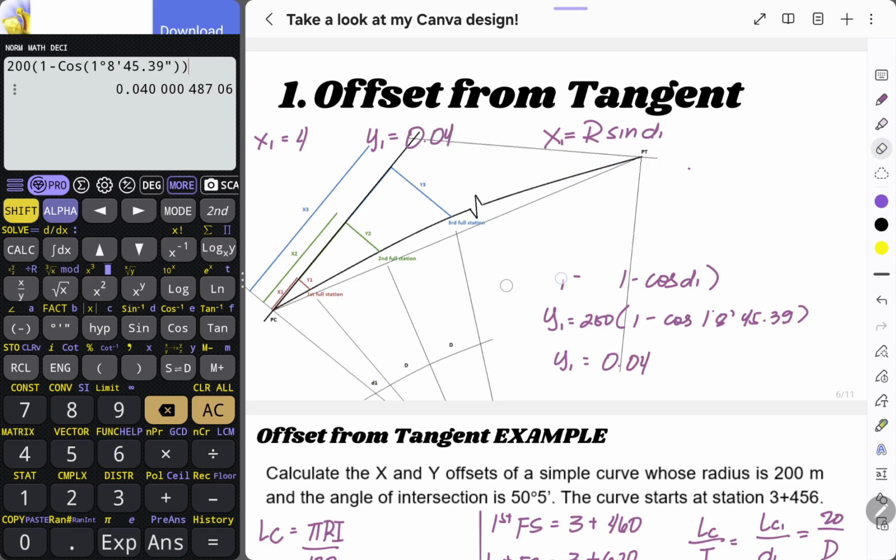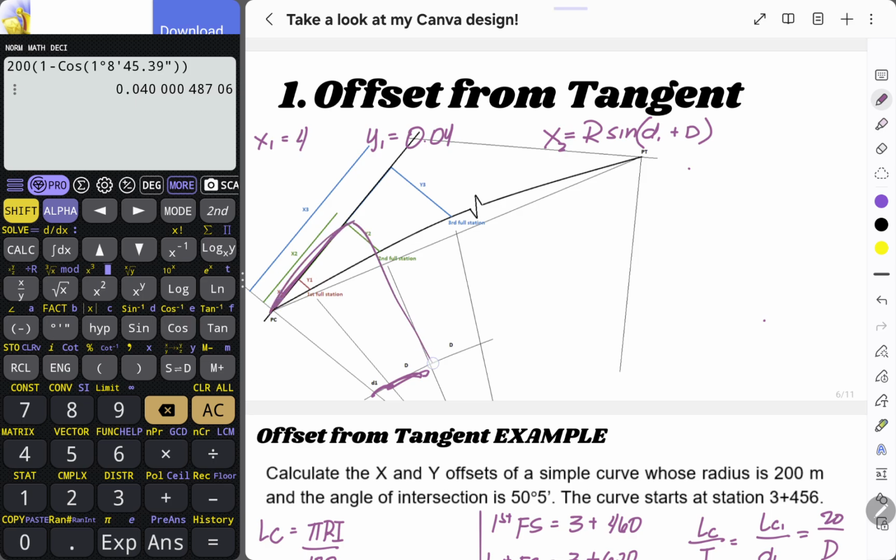Next, para naman sa ating x sub 2. So, x sub 2, 1 plus d. Bakit d? Siyempre ito, plus ito na siya. Itong buong ito. Yan yung triangle natin. Okay. Then, kay y1, y2 naman, r 1 minus cosine.